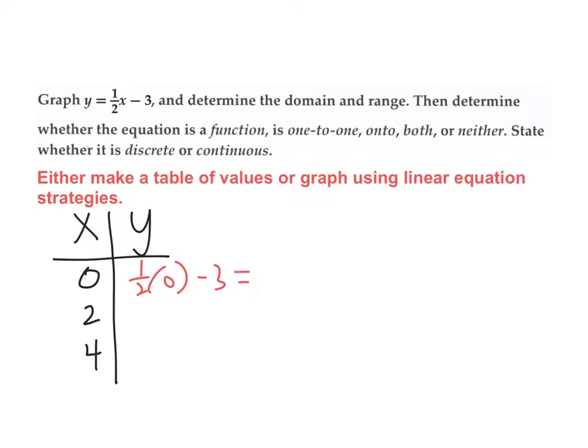So in this first case, I'm going to take 0 and plug it in. What's that equal? 1/2 times 0 is 0, minus 3 is negative 3. Okay, go ahead and finish the table. When I plug 2 in, that's going to be 2 divided by 2, which is 1. 1 minus 3 is -2. I plug 4 in, this becomes 2. Here's what your table should look like.